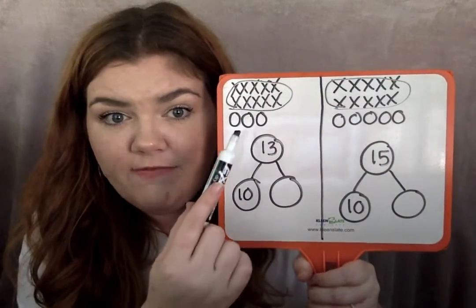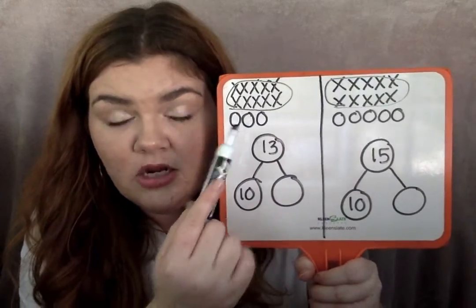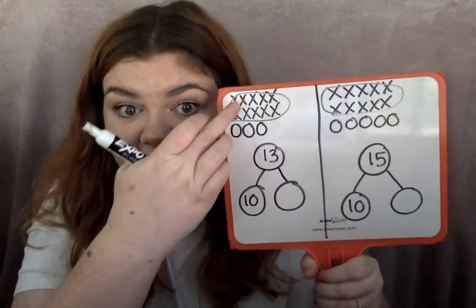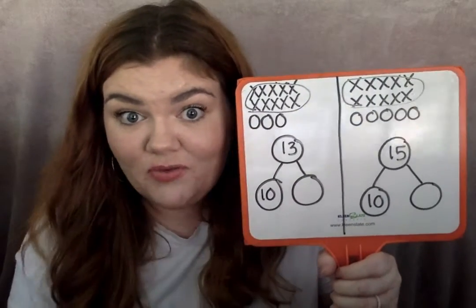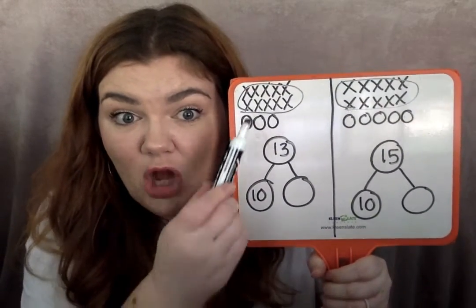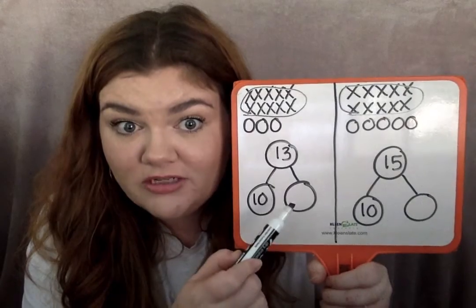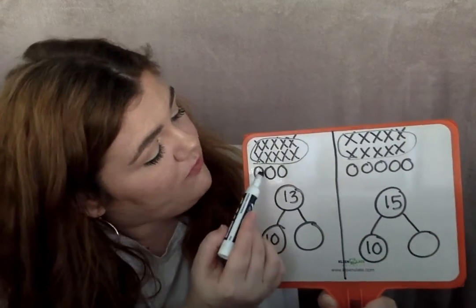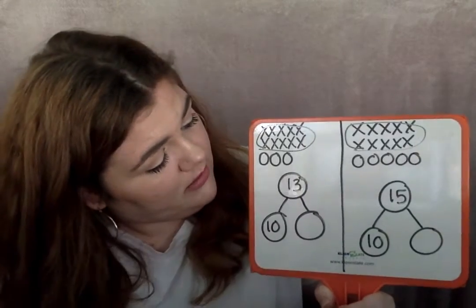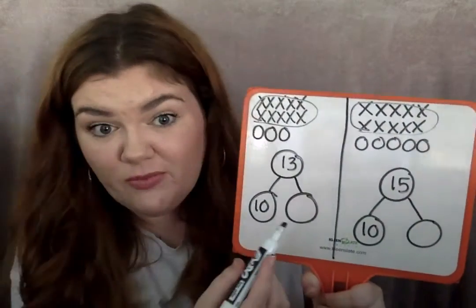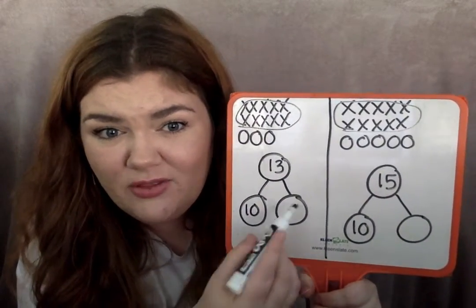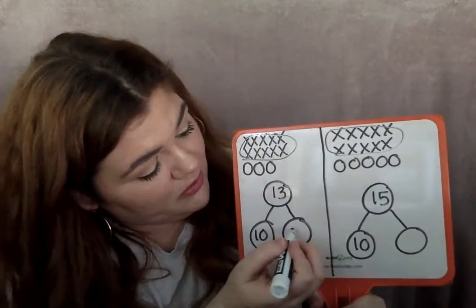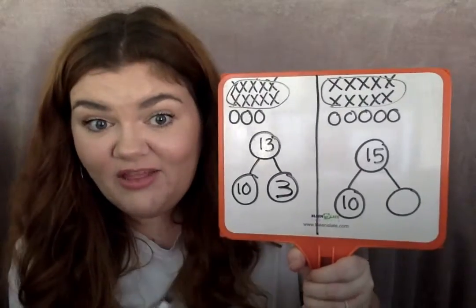So now I need to find my other parts. Remember we talked about how parts can look different? We have X's and we have O's, right? So maybe our O's are going to be what go in this part. So let's see, what do I have here? I have O's, or my circles, I have 1, 2, 3. Should I put 3 in that part right there? Do 10 and 3 make 13? Yeah, I think so too. So 10 and 3 make 13.